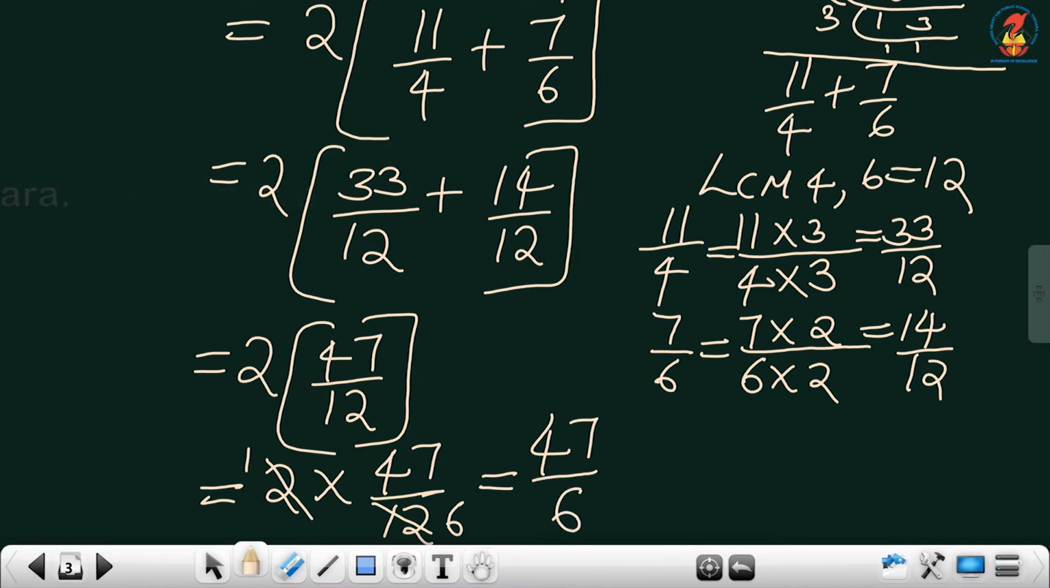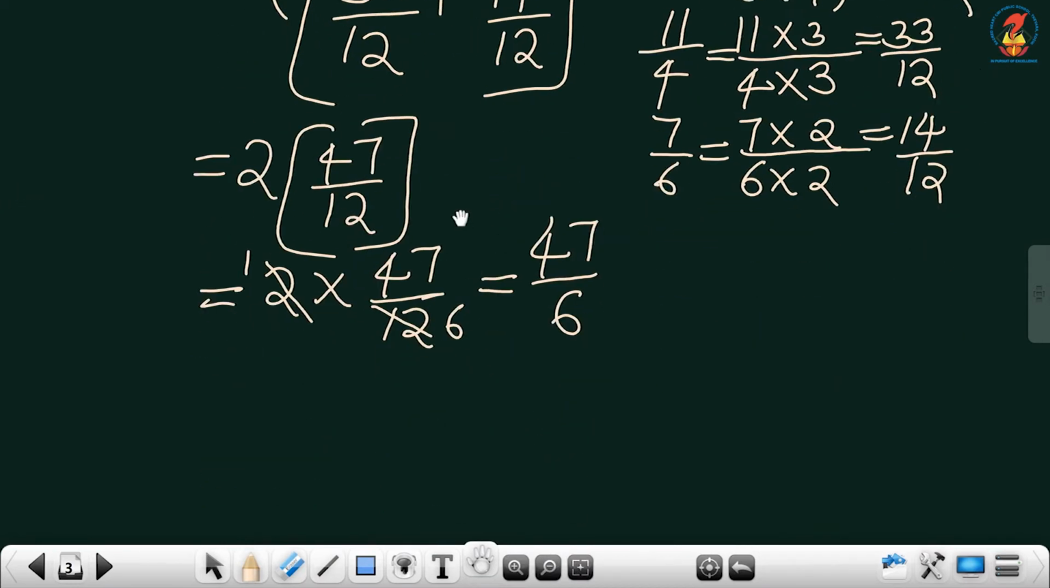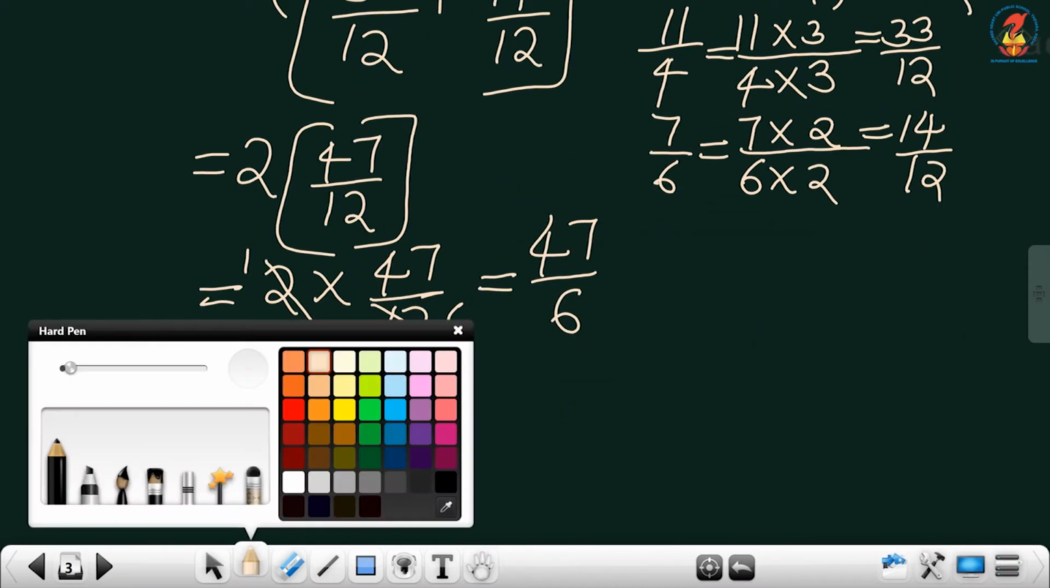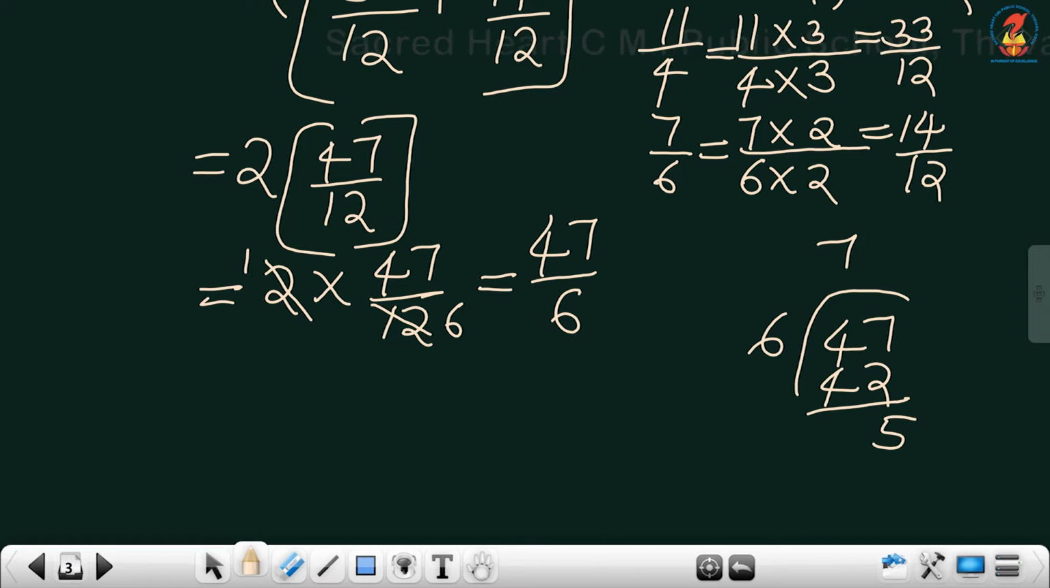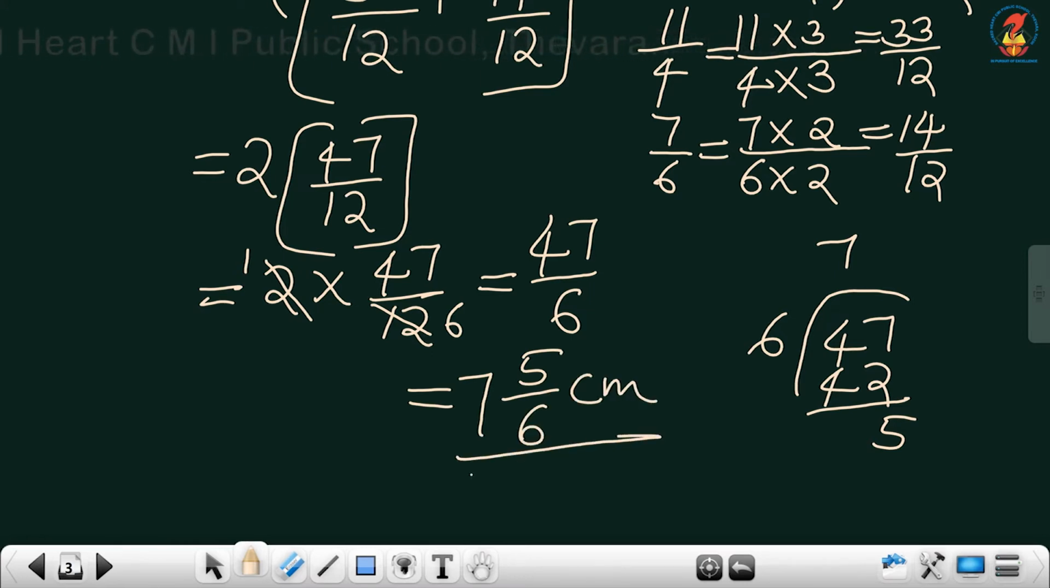And in your question, mixed number is there. If the answer is an improper fraction, you have to convert it into a mixed fraction. How will we convert? 47 divided by 6. Again, 6 sevens are 42. What is the answer? 7, 5 by 6. So what is the perimeter of the rectangle BCDE? 7, 5 by 6 centimeter.